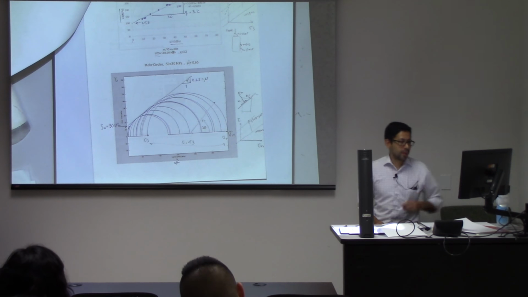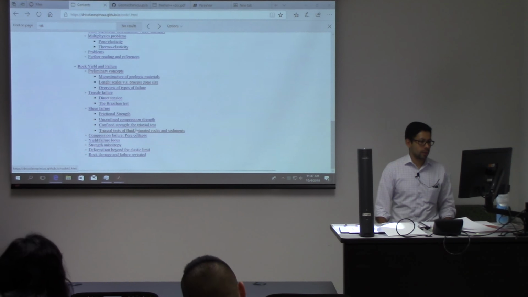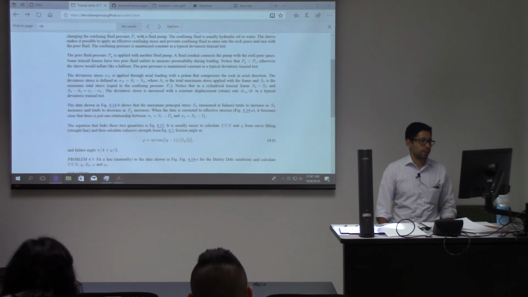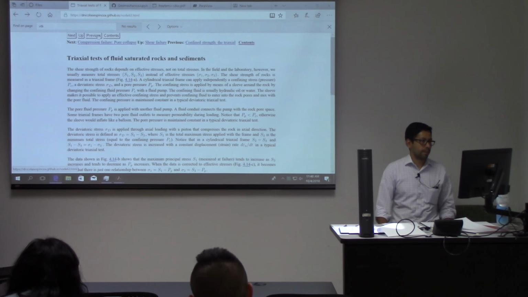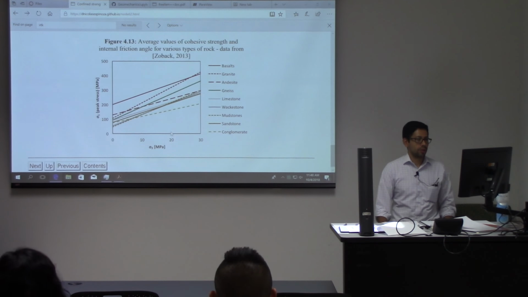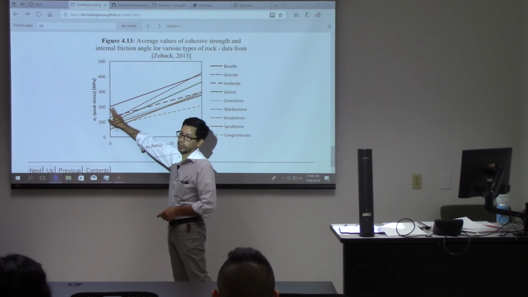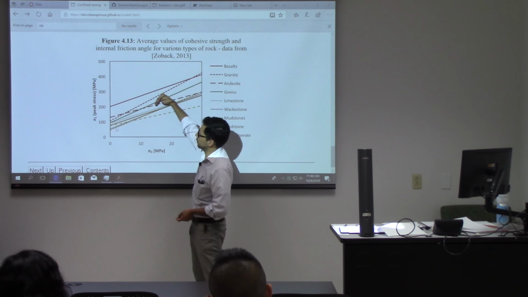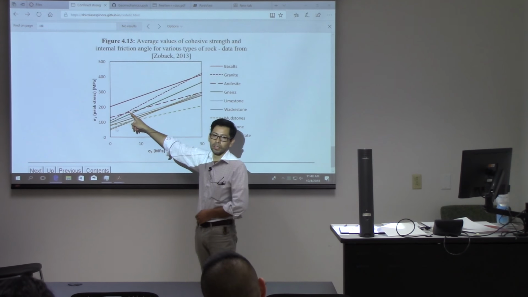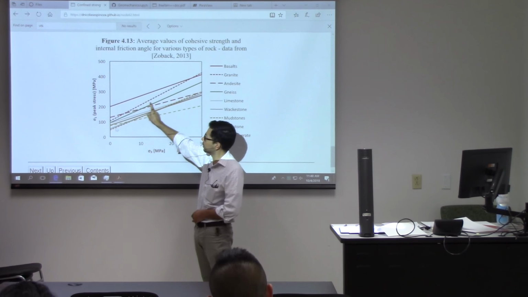So here I have put a summary of different kinds of rocks. So usually this is what we discussed before. The higher you go in this axis, the stronger the rock is, the more cemented it is, and the steeper the line, the more frictional strength it has. So for example, here in red you have igneous rocks. This is the rock that may be in your kitchen, for the countertop, granite.